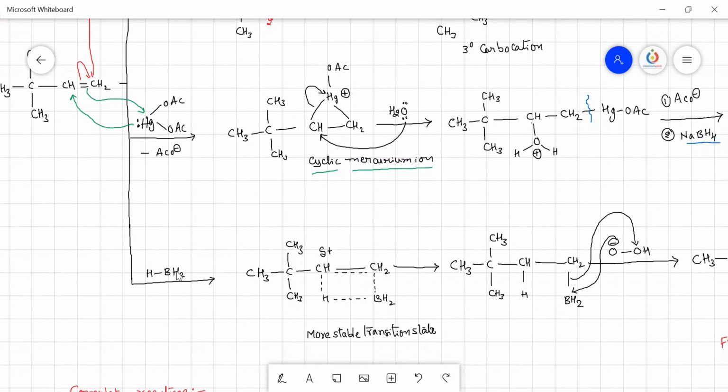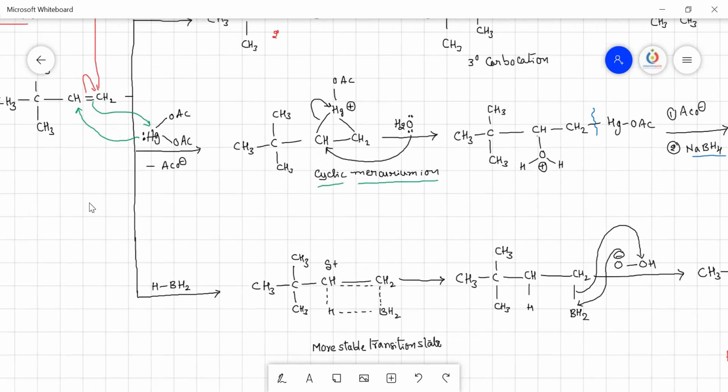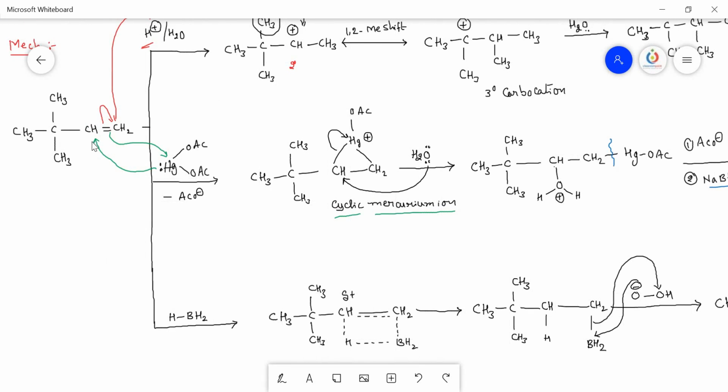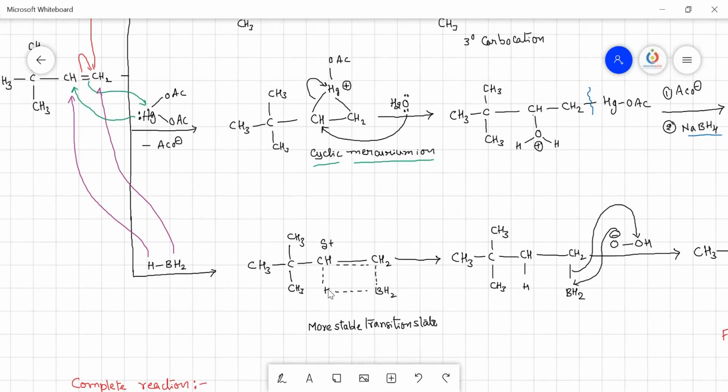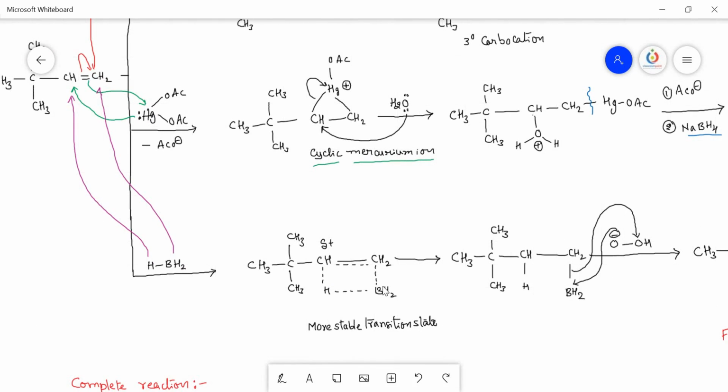So this H and BH2 will be added to this particular molecule in such a way that hydrogen will be connected to this particular CH. I will write like this. So hydrogen will go over here and BH2 part will go over here. So finally, hydrogen to this CH carbon and BH2 to this particular CH2 carbon.